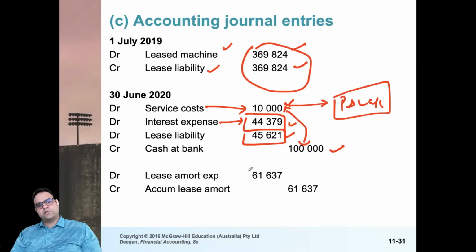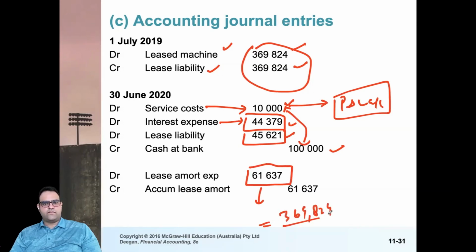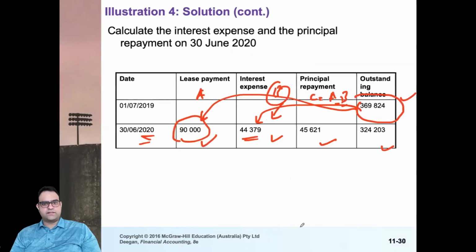Now, the question arises where this 61,639 is coming from. So of course, first of all, it will be amortization of the asset, which is the present value of the asset, which is 369,825, divided by the useful life of the asset, because in this case, the lessee agreed to purchase the asset after the lease term of the asset.